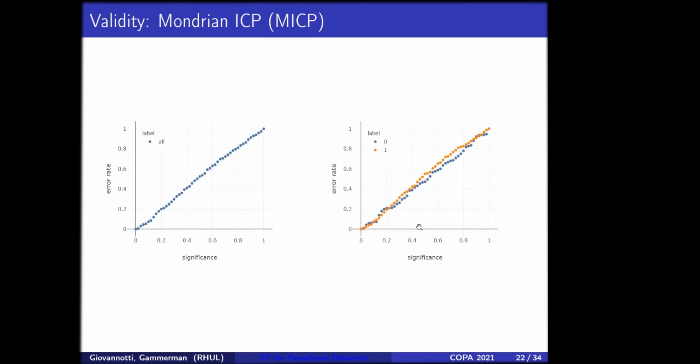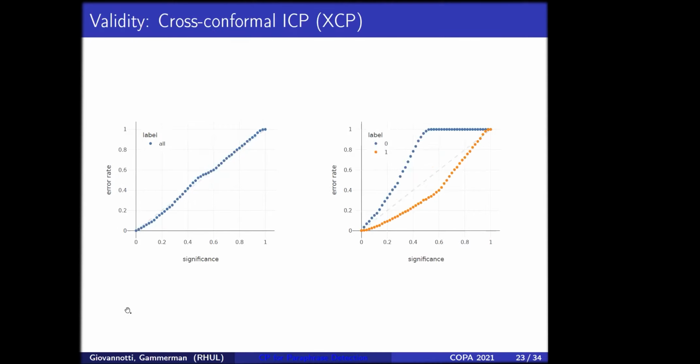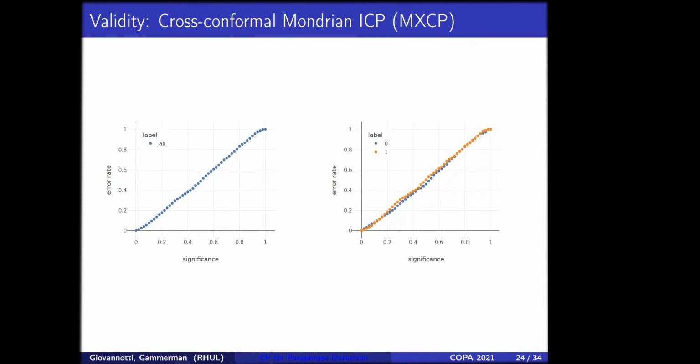With the Mondrian version, instead, we can see that conditional validity is achieved. So we still get a valid model, but we also get validity for both classes. And this looks more or less the same for the cross-conformal predictors as well, where the lines are a bit smoother because, of course, we are averaging over 10 different folds, and maybe less striped, but we could say that the validity is achieved in this case as well.